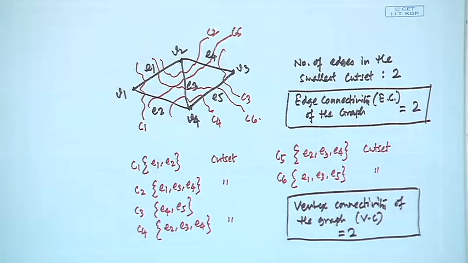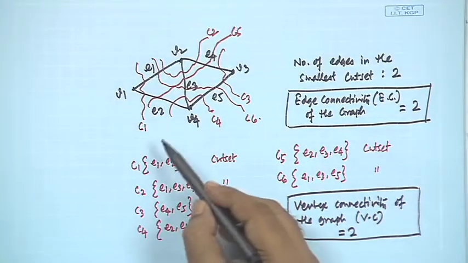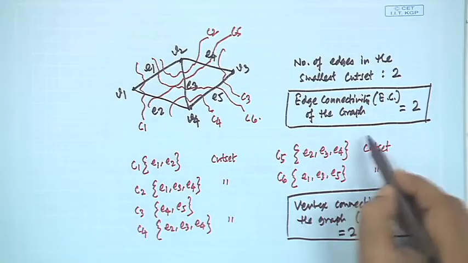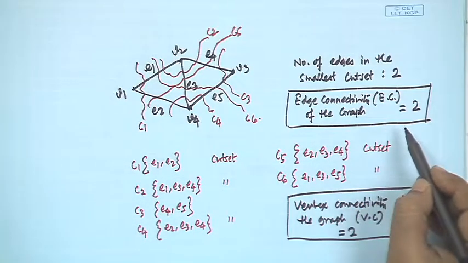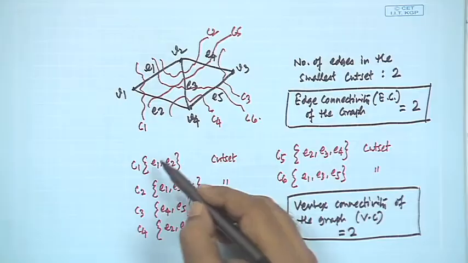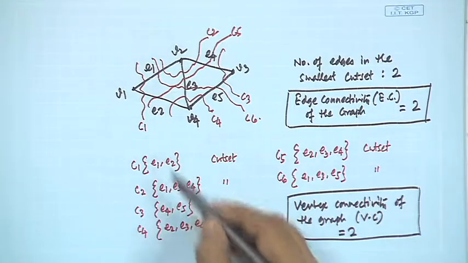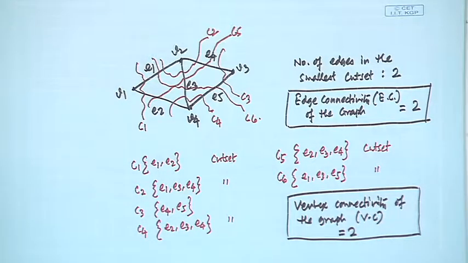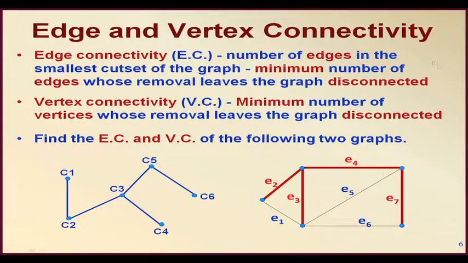Between edge connectivity and vertex connectivity, there is a relation, and what is that relation? We shall explore that little later, but at this point of time just remember that edge connectivity of a graph is the removal of the minimum number of edges whose removal will leave the graph disconnected, and same thing about the vertex connectivity.